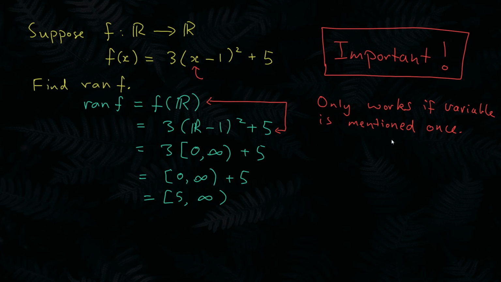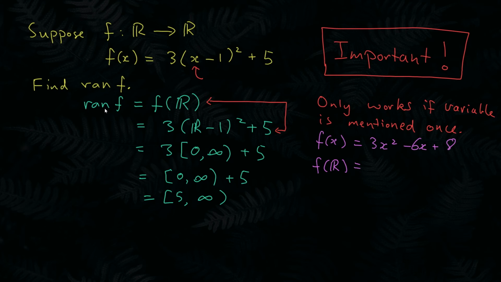Okay, so let's have a look at what goes wrong if this condition isn't satisfied. If we take the formula that defines f of x and we expand out the brackets, we find that f of x equals 3x squared minus 6x plus 8. You can check that yourself, but for the purposes of this illustration, the process of expanding this out just isn't that important. So what I really want to do is compute f of r using this formula.